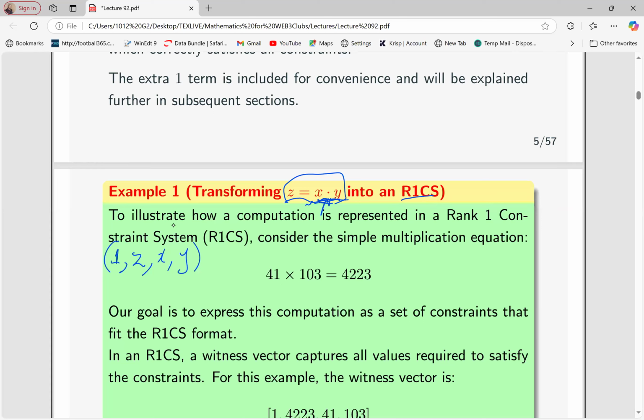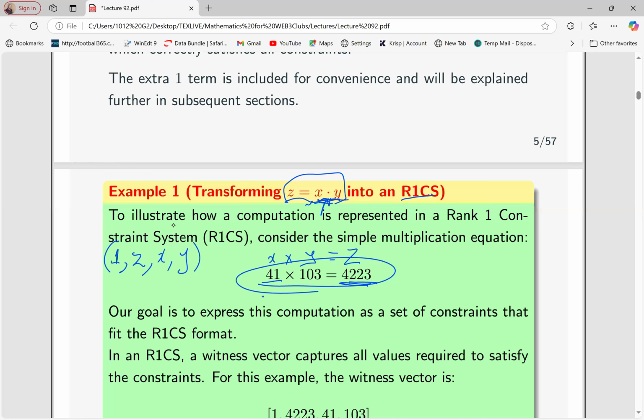So if we ask this person who claims to know what Z is to show us that he knows, he will come up with the value of Z, should give us a value of X, and should give us a value of Y. For instance, this person has claimed that Z is 4223, and then he's claiming that X is 41 and that Y is 103, and that gives us Z. So if we ask him to show that he knows what Z is, he decided to give us this.